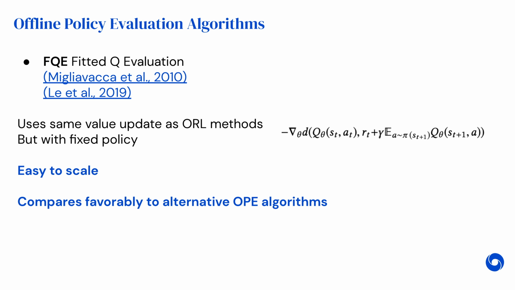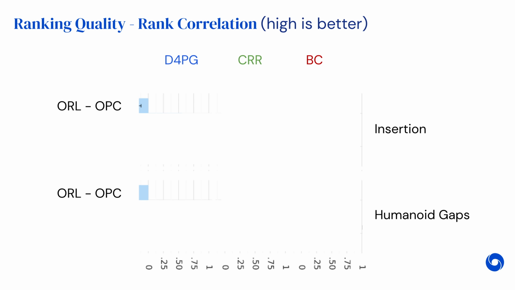We consider one algorithm for offline policy evaluation, fitted Q evaluation. The algorithm uses the same value update as the previous methods, but with a fixed policy. We choose it because it's easy to scale to the tasks we considered. We also ran some additional experiments not included in the paper, where FQE outperformed other OPE methods like importance sampling and model-based methods. Let's focus on one set of results from the paper.